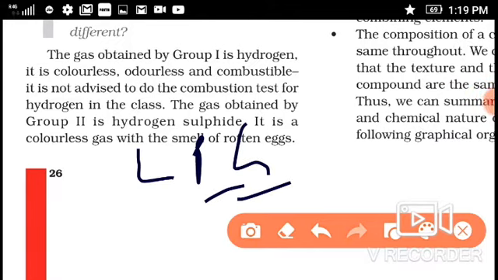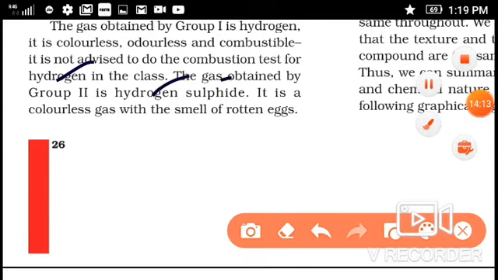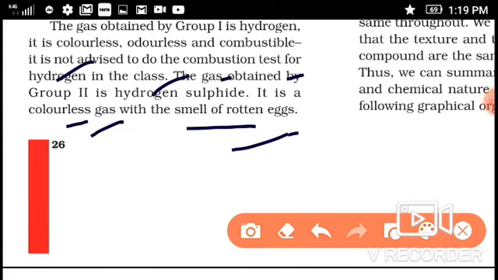The gas obtained by group second is hydrogen sulfide and it is a colorless gas with the smell of rotten eggs, means जब egg खराब हो जाता है.